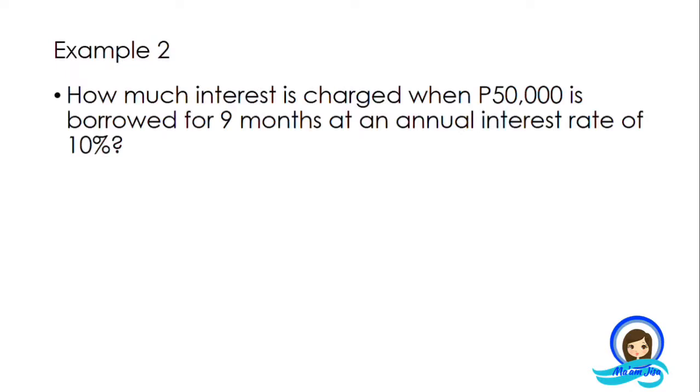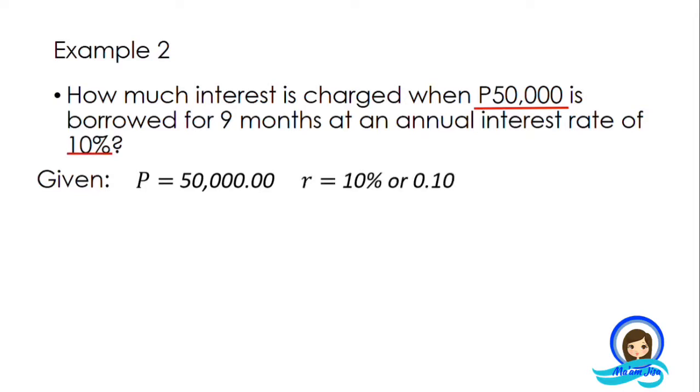How much interest is charged when 50,000 pesos is borrowed for 9 months at an annual interest rate of 10%? So here, money is being borrowed for 9 months, and the amount of money borrowed is 50,000. So we need to find the interest. Now to do that, first we need to identify the given data. We have the principal, which is 50,000 pesos. Our rate is 10%, or 0.10. And then the time is 9 months. And since this is in terms of months, you need to convert it in terms of years. To do that, just divide the given number of months, which is 9, over 12.